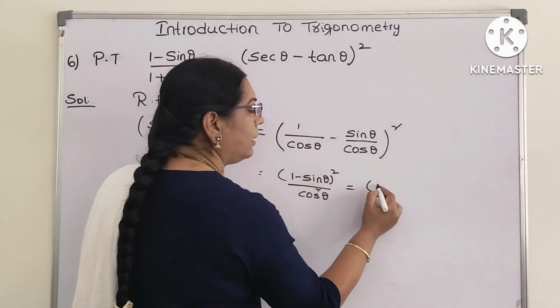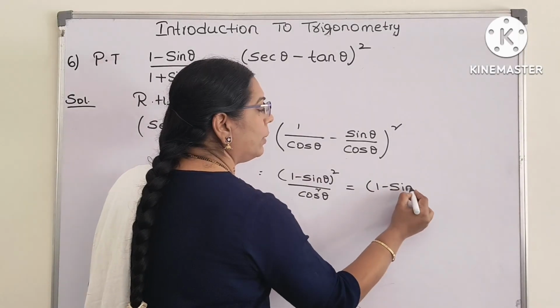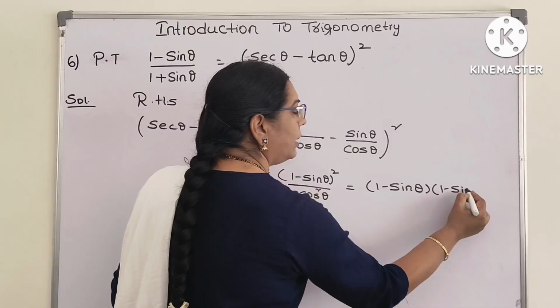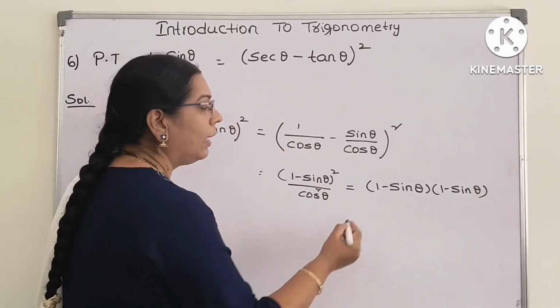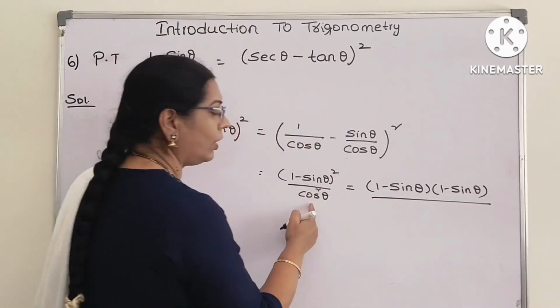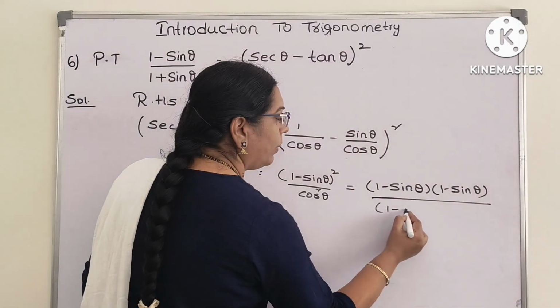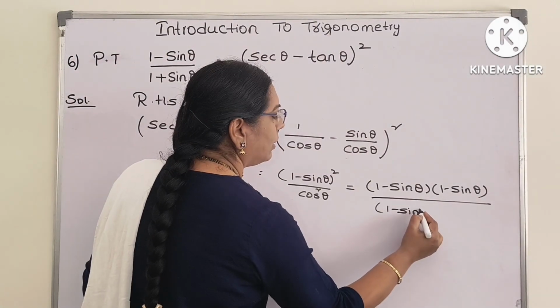Now I will rewrite the numerator as it is 1 minus sine square theta. Can I write it as 1 minus sine theta into 1 minus sine theta because it's the whole square? I can write it 2 times. Divide it with what is cos square theta? Cos square theta is 1 minus sine square theta.